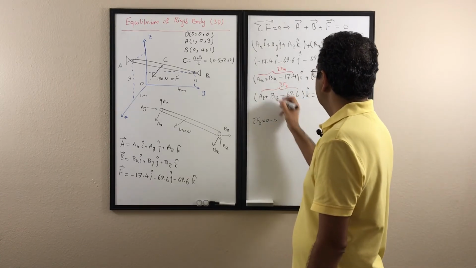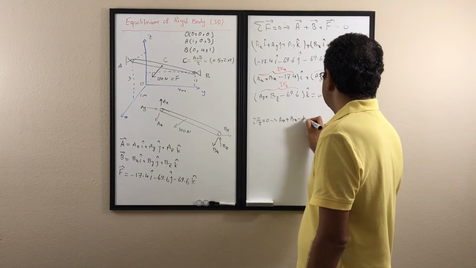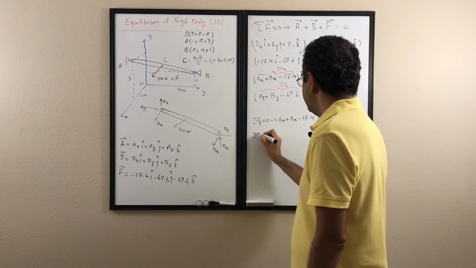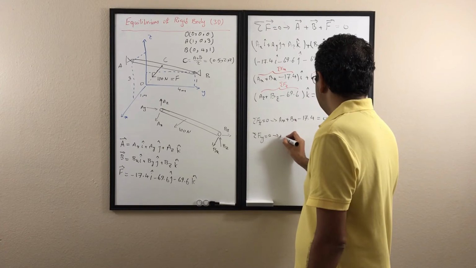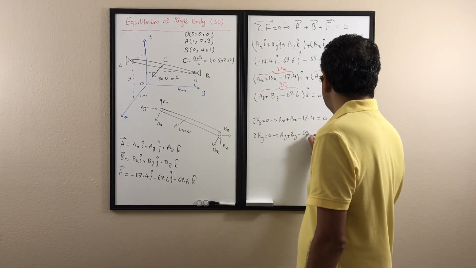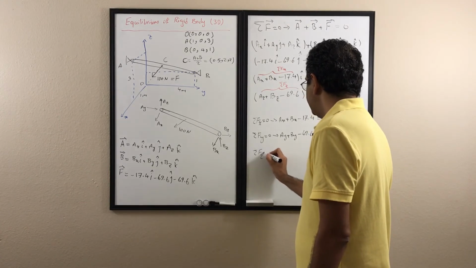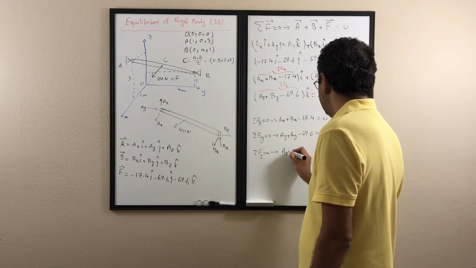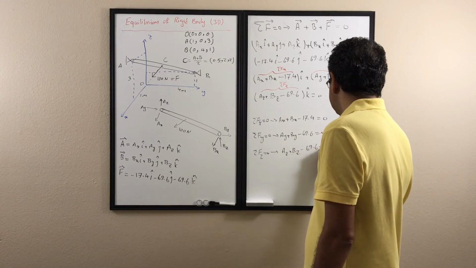It means that Ax plus Bx minus 17.4 is 0. Then I have sigma Fy is 0, which means that Ay plus By minus 69.6 is 0. And then I have sigma Fz is 0. It means that Az plus Bz minus 69.6 is 0.